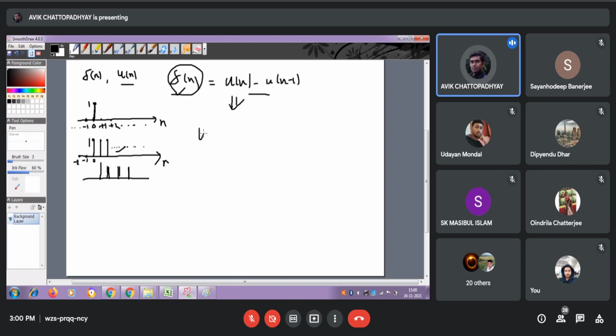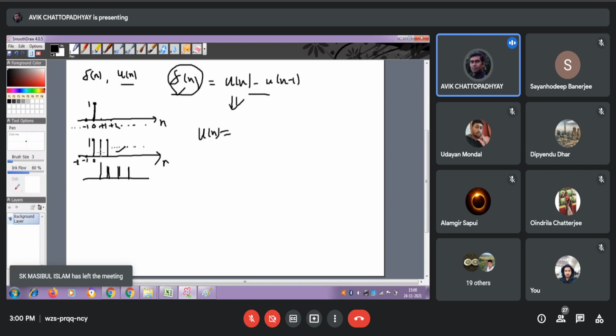So here, what will be the expression for u n? My task is to represent u n in terms of delta n. Different delta n's are there, so you simply have to add. But the point to be noted is that the delta functions are not all located at the same value of n. The first delta function is located at n equals 0, the second at n equals +1, the third at n equals +2, and so on. That means they can be thought of as shifted versions of the original delta function, which by definition is located at n equals 0.